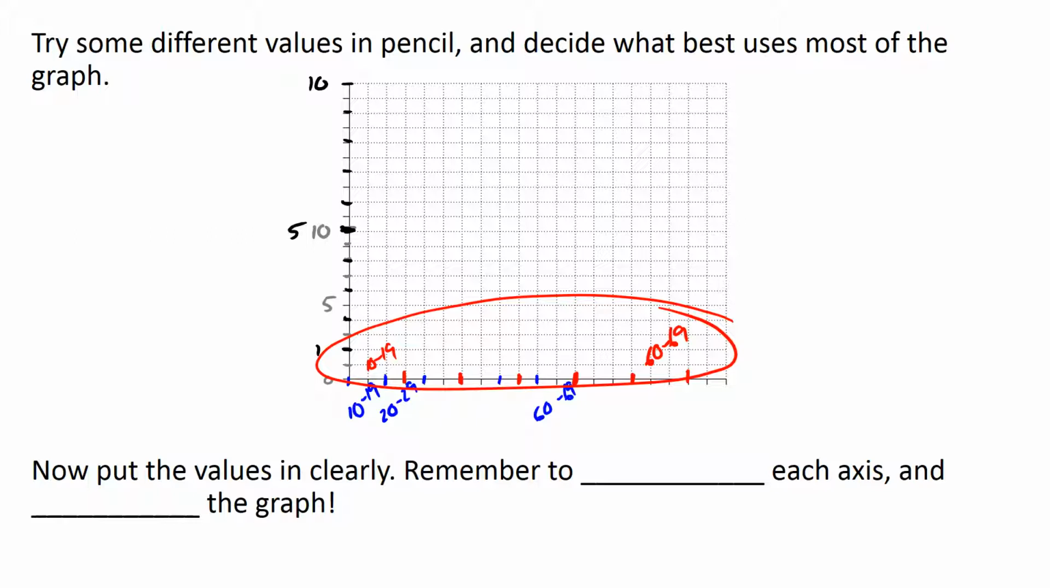Now, before we get to putting the final touches on our axes and our graph, remember to label each axis. So that's going to be frequency and time, and title the graph. Let's go through these finishing touches here on the next slide.